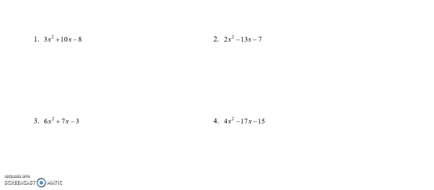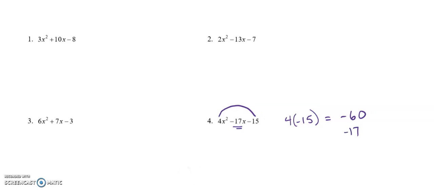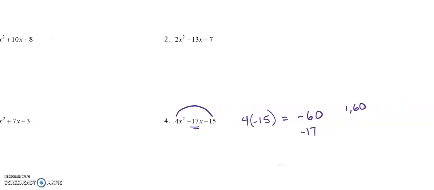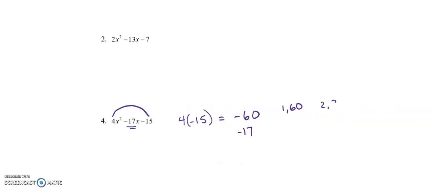4. All right, so the first thing we're going to do is multiply the 4 times the negative 15, and we get negative 60. And then our add part is the negative 17. So what are some factor pairs for the negative 60? I've got 1 and 60, 2 and 30, 3 and 20, 4 and 15, 5 and 12, and 6 and 10.